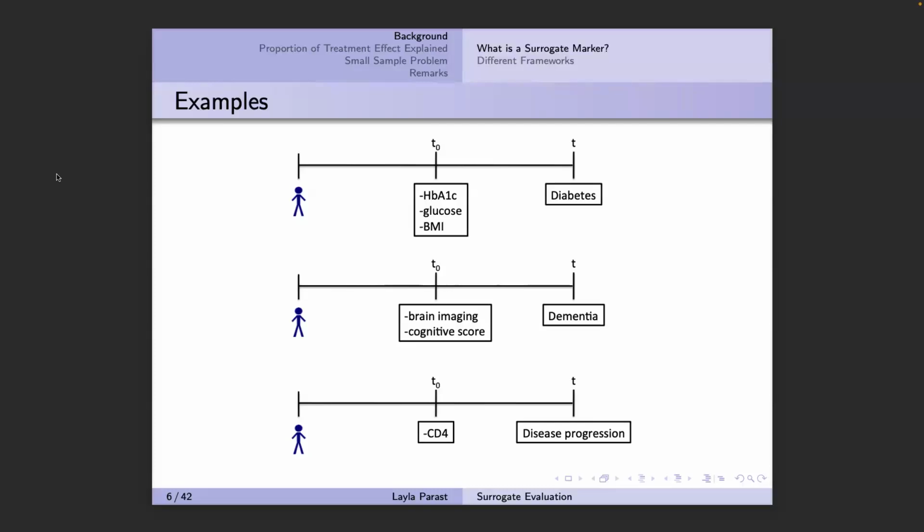In the second example, the primary outcome is dementia onset. So certainly a case where we generally require a very long follow-up time, depending on your patient population. And some potential surrogate markers of interest would be a brain image or a cognitive score of some kind measured at an earlier time point. And lastly, a lot of the earlier work on surrogate markers was really motivated by HIV research. So here the primary outcome is disease progression, like an AIDS defining event, and the potential surrogate usually is CD4 cell count.